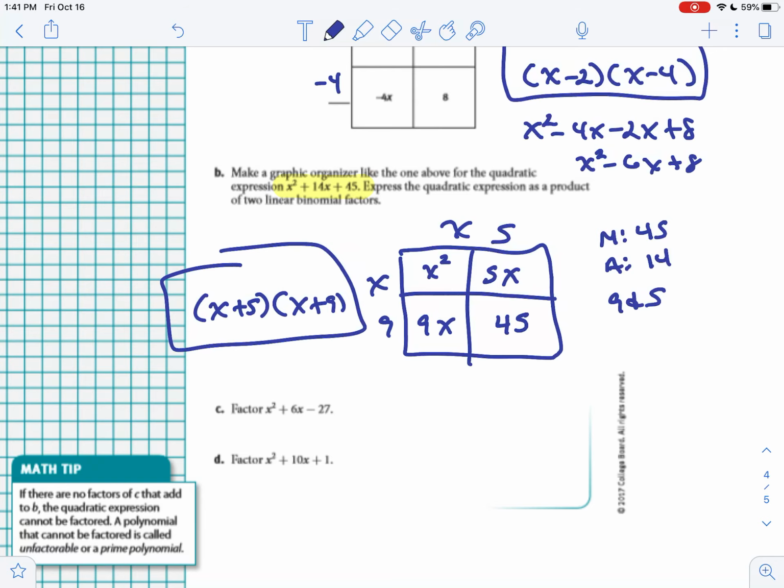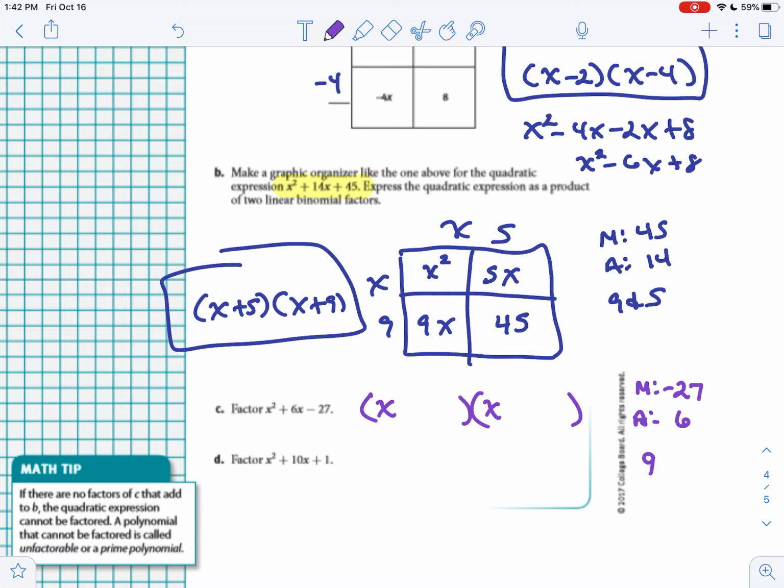So we don't really need a box to do that. Instead, we're just going to use that multiply-add trick for these. So for part C, let's go ahead and try it. I'm going to just set up some parentheses, because I know I need to use FOIL to check. My first times my first term has to multiply to x squared. So that has to be x times x. Now my last times my last has to multiply to negative 27. So I want to multiply to negative 27, but I want to add to positive 6.